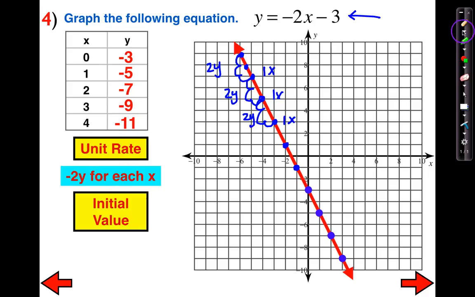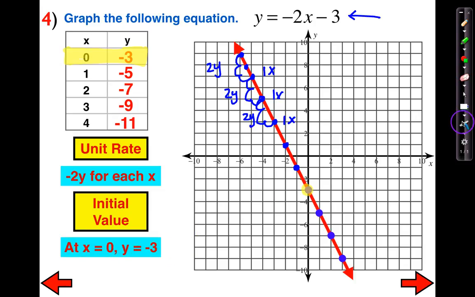As for the initial value, I'm going to take a look to see if I can find it in my table. When my input is 0, which is right here. So here you can say when x equals 0, y equals -3, or you can see it in our graph here. When x is 0, y equals -3. So I'm going to go ahead and say at x equals 0, y equals -3.